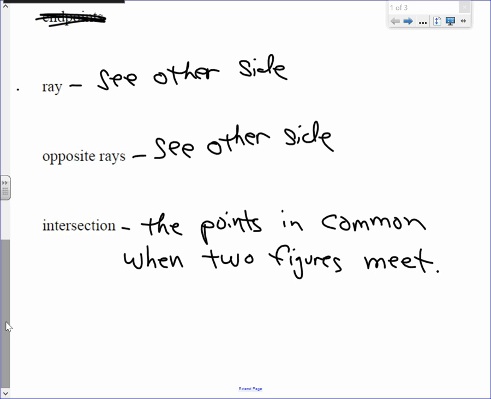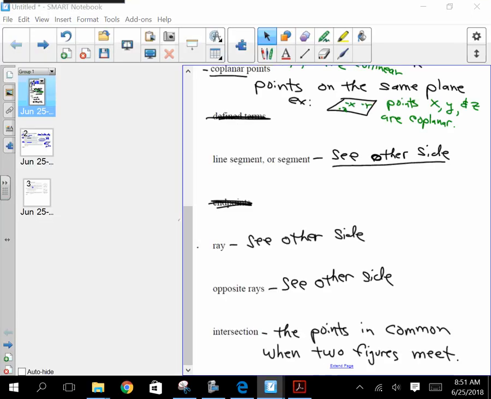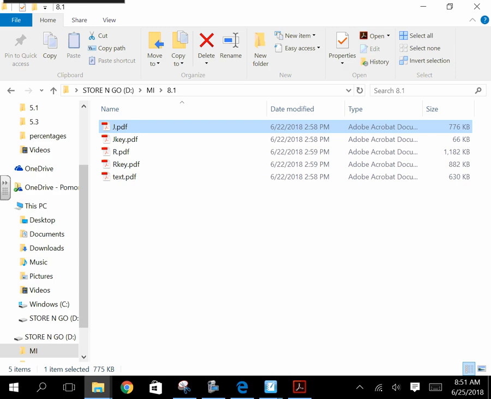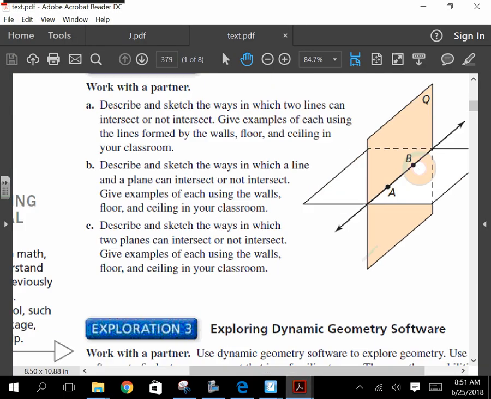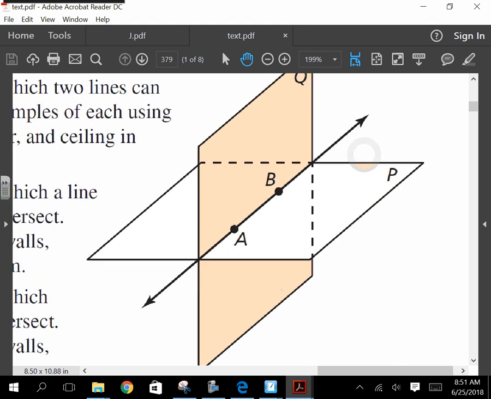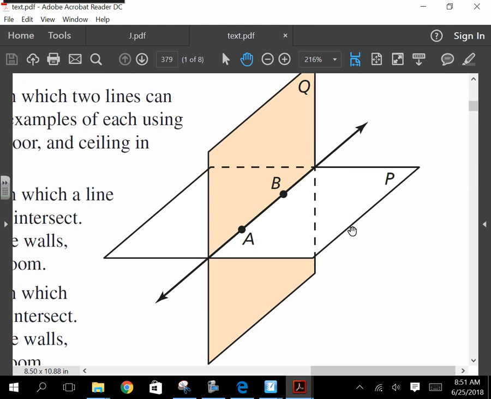Let me explain. Actually, I'm not even going to explain. I'm just going to show you a picture. Watch this. Put your seatbelt on. Look at this. What's intersecting here in this picture? What kind of structures in geometry are coming together here?